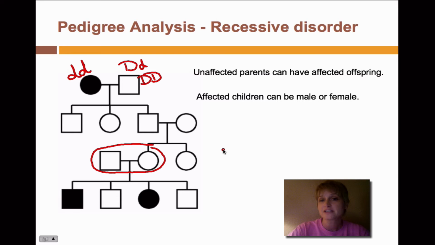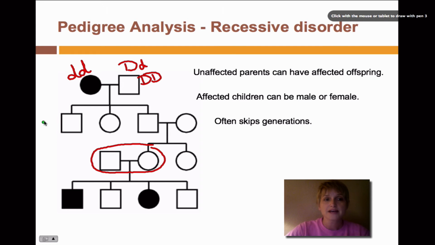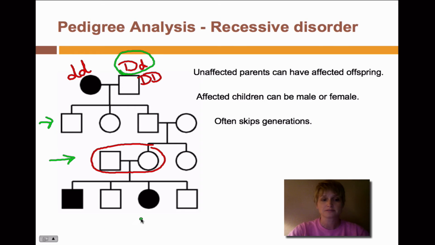The next one is that affected children can be male or female. So this is a recessive disorder, but it's not linked to the X chromosome because affected children are male or female. And it often skips generations. So when we look at this, we can see that this generation has no affected individuals and this generation has no affected individuals. So we know that there has to be some heterozygous individuals here because that recessive disorder is showing up in later generations.